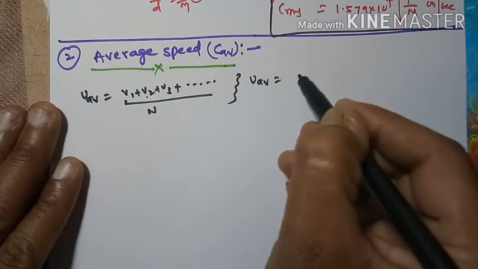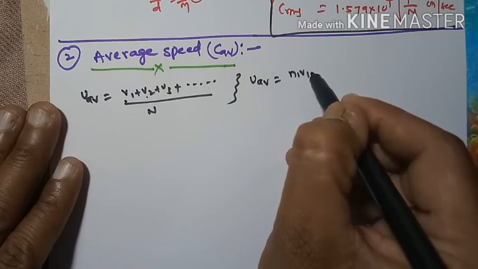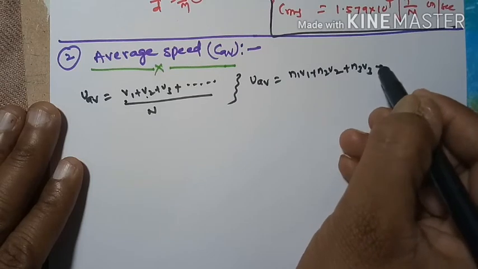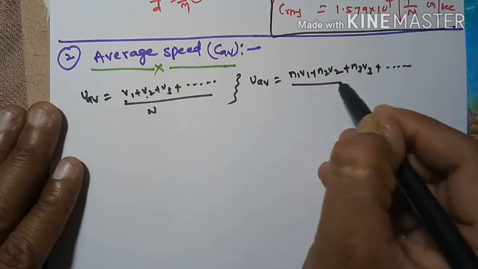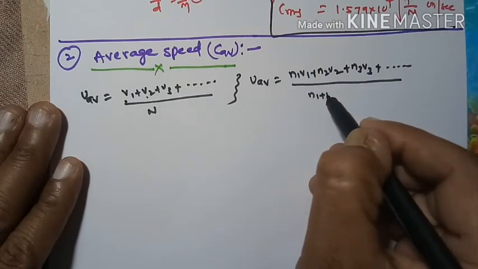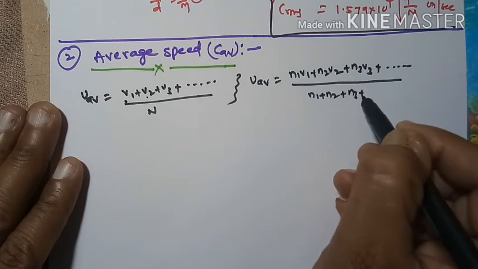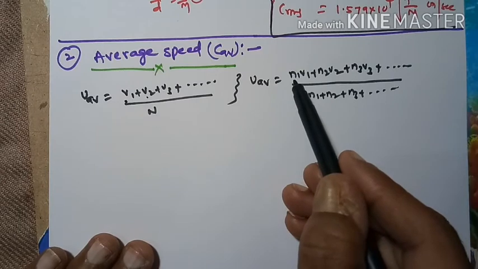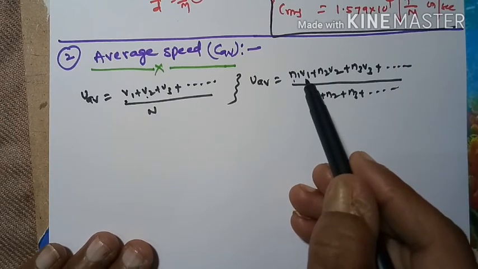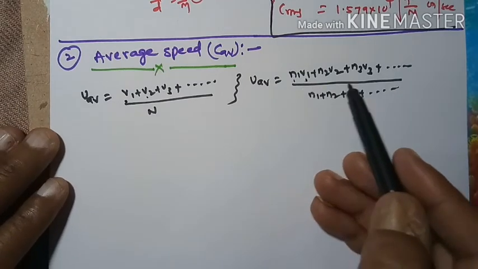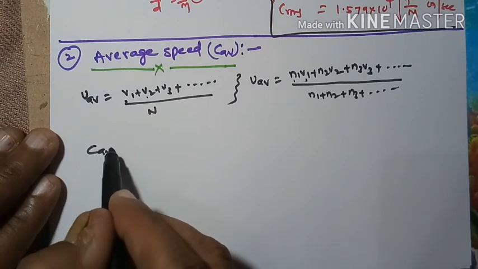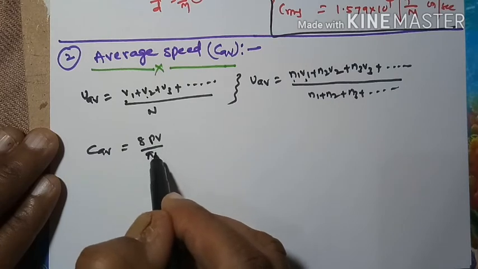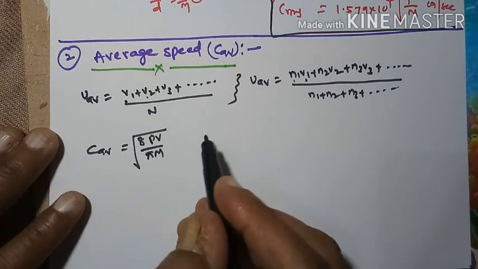we can write the average as N1 V1 plus N2 V2 plus N3 V3 plus and so on, divided by the total number of molecules, N1 plus N2 plus N3 plus and so on. We apply this principle whenever different numbers of molecules have different velocities. Then C average is equal to, we can also write, under root of 8 PV by pi m.